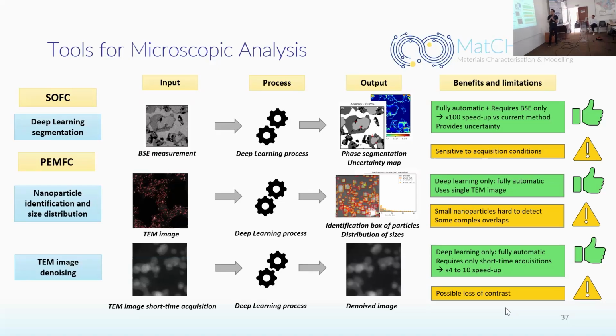However, for the moment, what we have seen is that there is a possible loss of contrast that we are currently investigating, but maybe with a post-processing algorithm, we would be able to overcome this limitation. But here, it's interesting to characterize more samples rapidly. Also, to denoise this, and then apply also the nanoparticle identification algorithm.